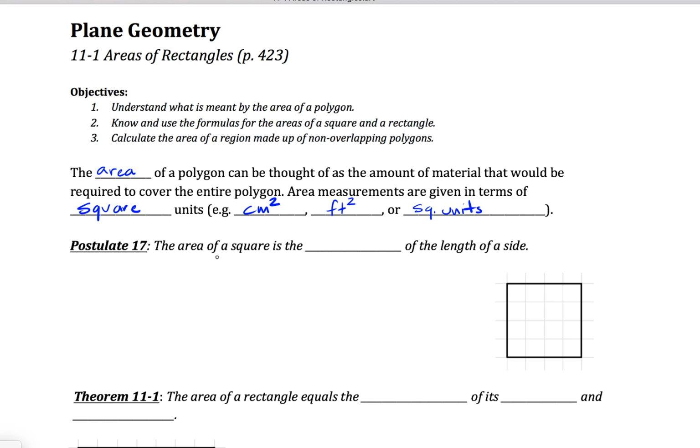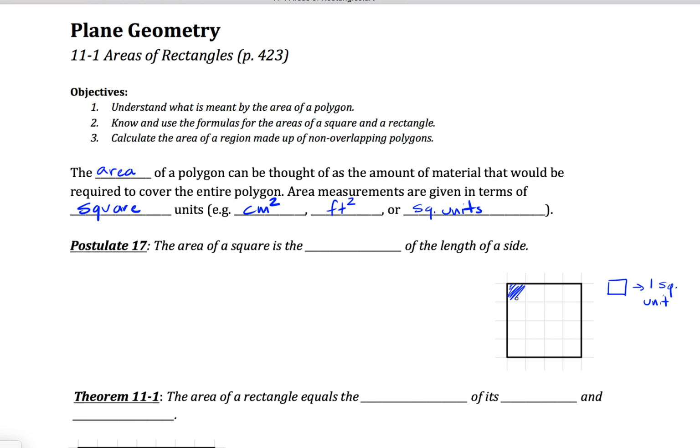So let's jump right in and look at squares. Here I have a diagram of a square drawn on a set of grid lines. If we think intuitively about how much is needed to cover this entire square, and we think of one of these boxes on the grid as one square unit, then we could just count the number of boxes it takes to fill up this entire shape.